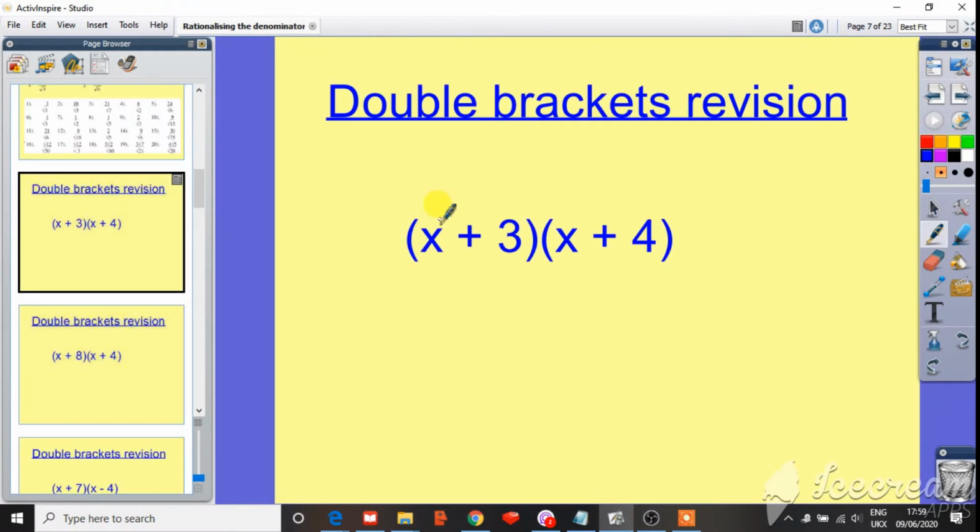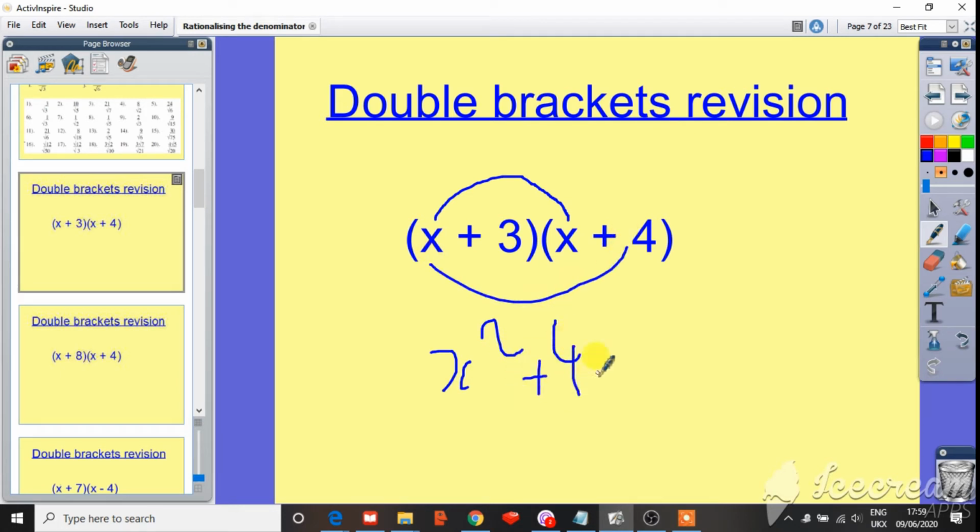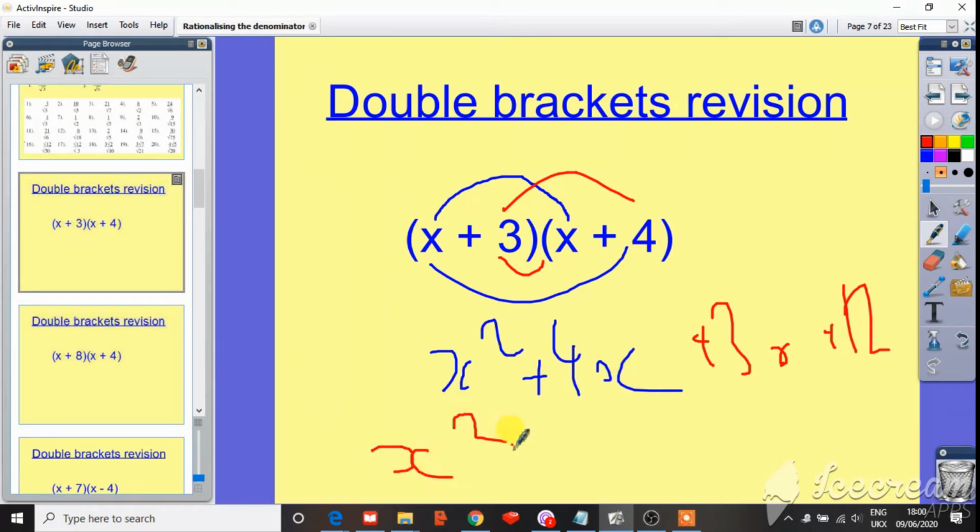Go. Brackets revision. I'm going to quickly do that. X times x is x squared. And then you do x times 4, which is plus 4x. And then you do 3 times x, which is plus 3x. And then 3 times 4, which is 12. Normally your two middle ones can add together. 4 plus 3 is 7, which is 7x plus 12.